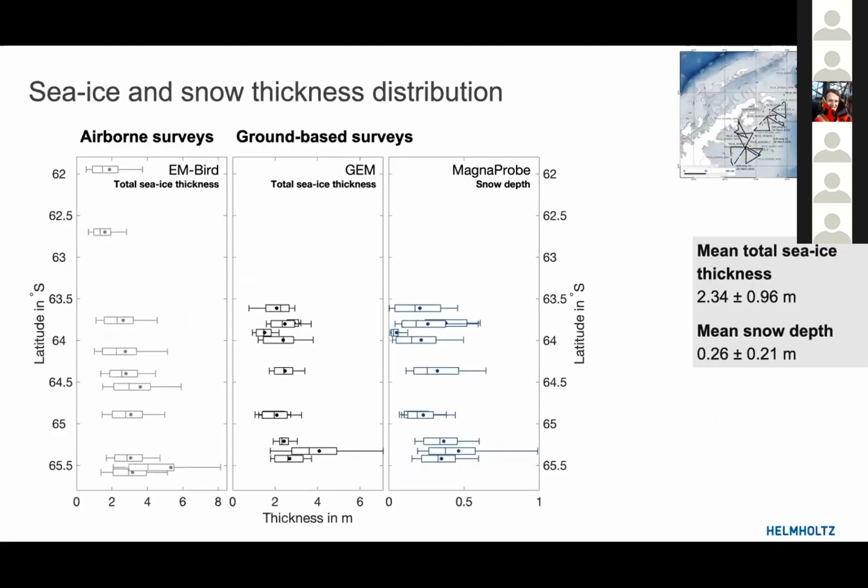So as I said, we did on the one hand the EM-Bird flights, showing here the thickness range in the left panel. And then in the middle and on the right panel, we see the ground-based measurements of the total sea ice thickness and the airborne ones. They are in a similar range. Therefore, the floes we picked were representative for the area. And so altogether we came up with a mean total sea ice thickness of about 2.34 meters, while we had a mean snow depth of about 26 centimeters.